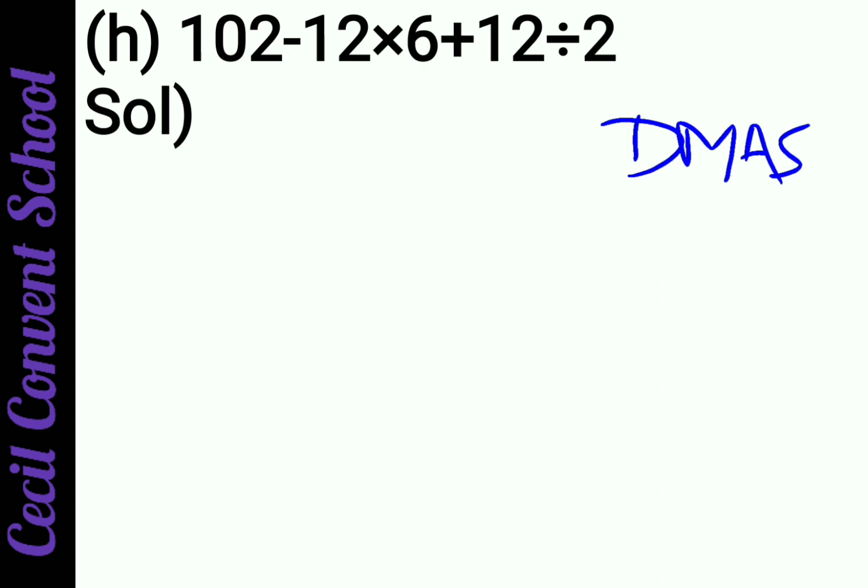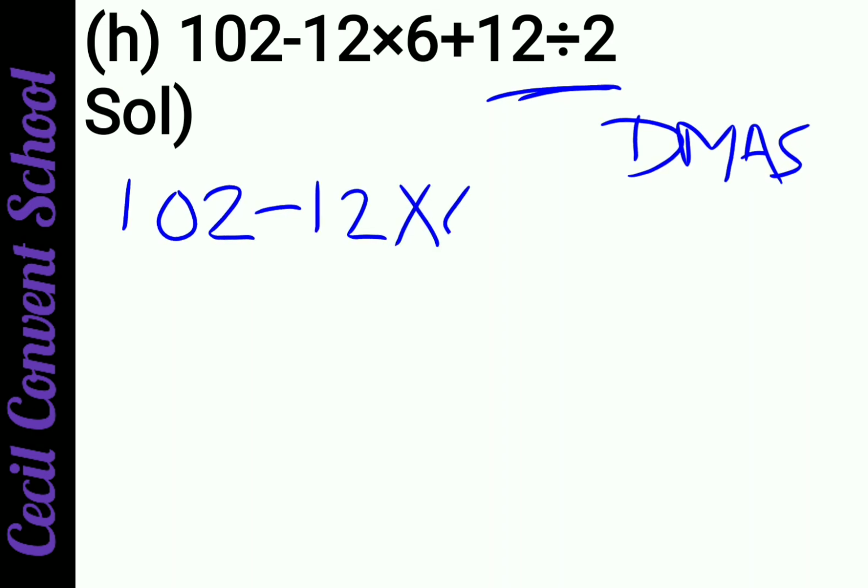Clear? DMAS means firstly you divide these two numbers. It means 102 minus 12 multiply by 6 comes as it is, plus comes as it is. Now divide 12 by 2. 2 6s are 12, means when you divide 12 by 2 the answer comes 6. So you write 6 here, D cut because we have solved D, division.